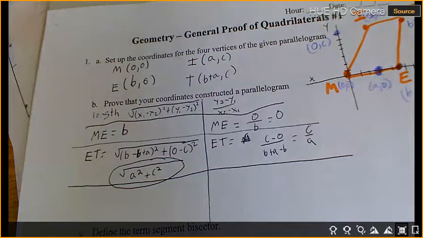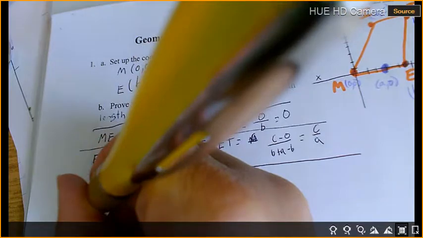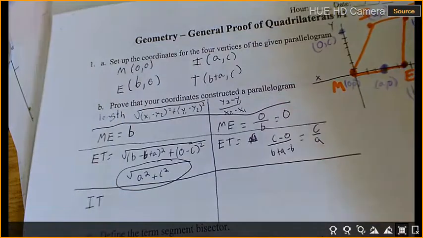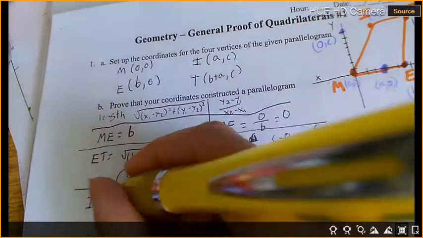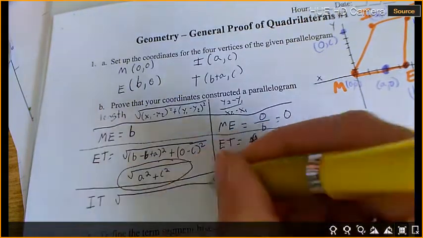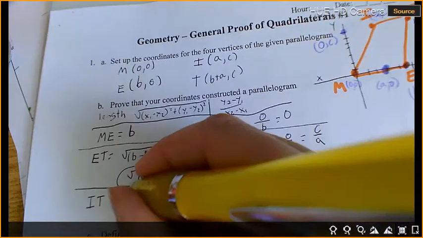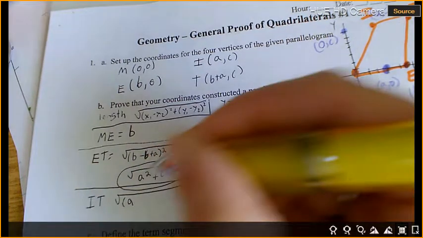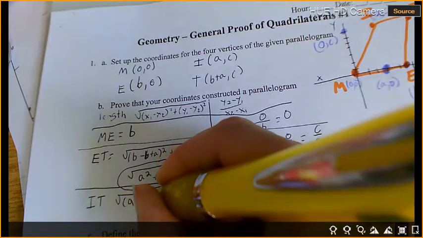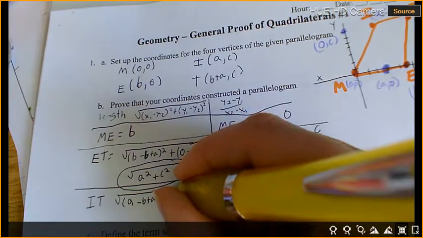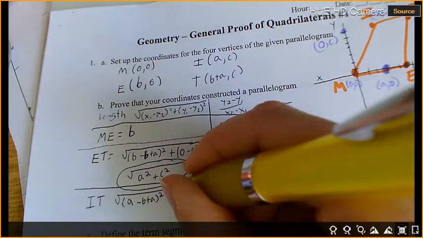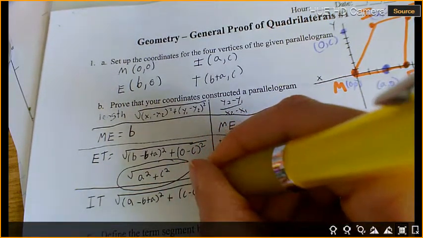Now we did E to T. Now we're going to do I to T. To go from I to T, we're going to put it in the distance formula again, because we need practice for that, I think. So we're looking at I and T right here. So I'm going to go a minus (b plus a), squared, plus c minus c, squared.